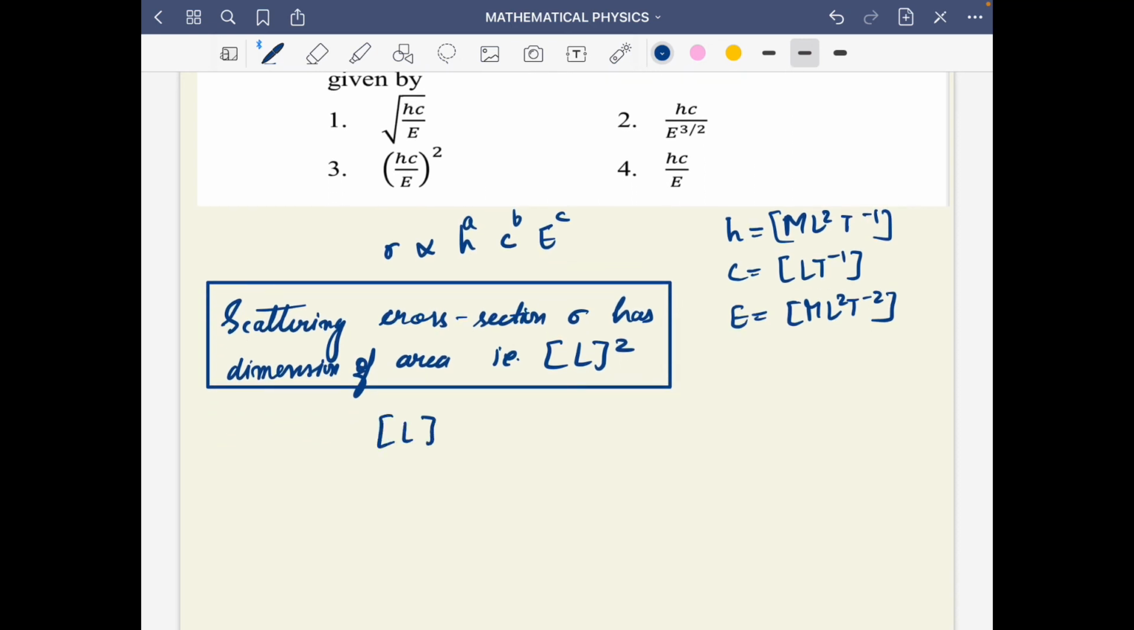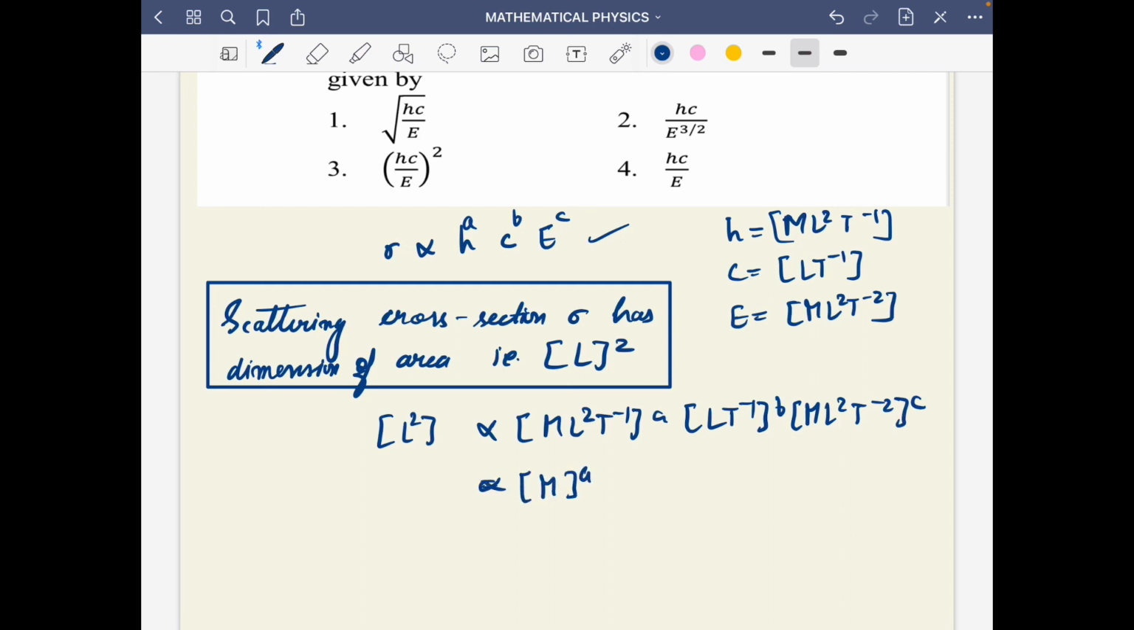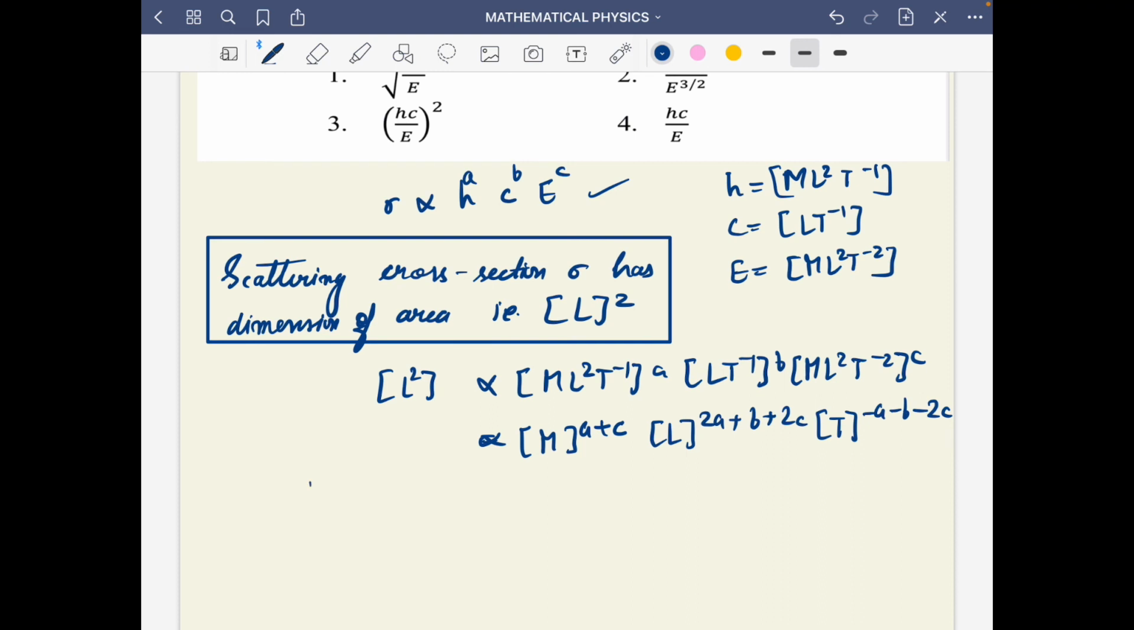Now we substitute all these dimensions into this one. We get m L square t to the power minus 1 to the a, L t to the power minus 1 to the b, m L square t to the power minus 2 to the c, which is m to the power a plus c, L to the power 2a plus b plus 2c, t to the power minus a minus b minus 2c. I hope I am correct. Let's see if I mess up.